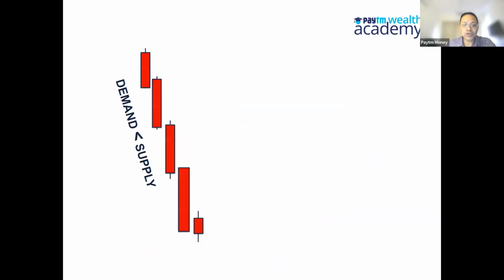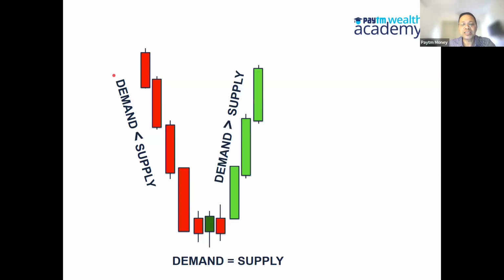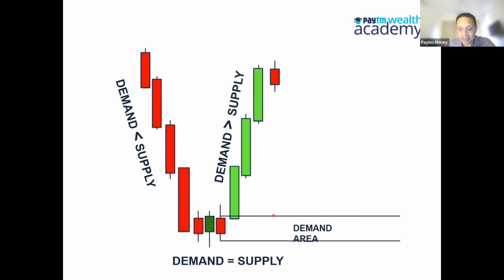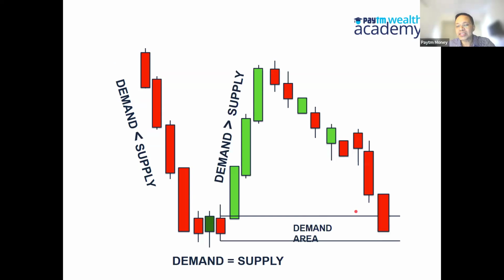Now, this is a demand zone. What is the formula for a demand zone? Drop, base, and rally. When we see a drop, base, and rally, we mark the base area and call it the demand zone. Once we mark it, we wait for the price to come to the demand zone, and when it comes, we buy. We put the stop loss below the demand zone.